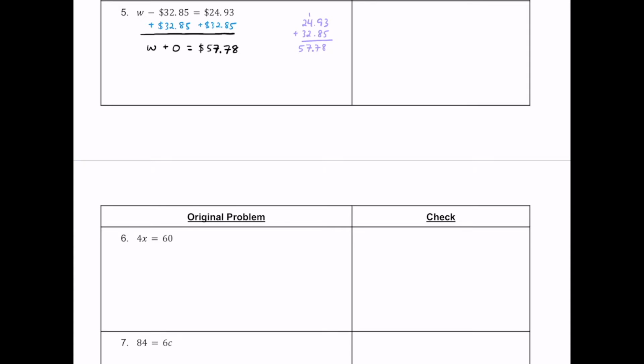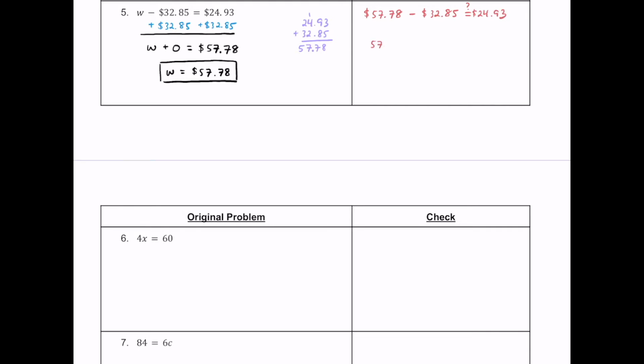Now using the identity property of addition, we can go ahead and drop that 0 and just write W is equal to $57.78. There's our answer. Now to check this, let's take our answer of $57.78 and substitute that in for W. And so if we take that for W and then subtract the $32.85, let's see if that's actually equal to this $24.93.